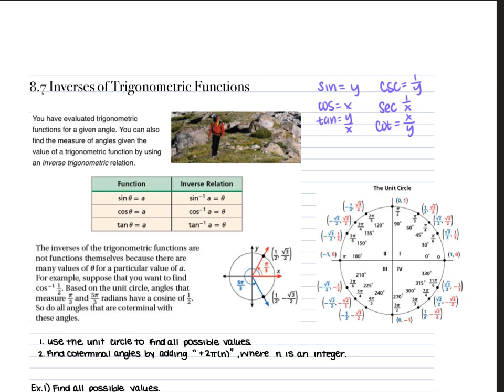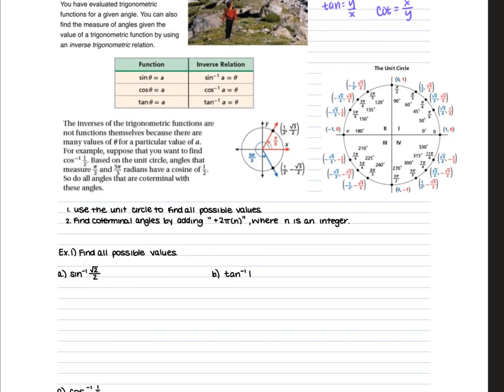So with a lot of these, especially with your homework, you're going to have to pull in a unit circle to use in order to get your answers. For the first part, we are taking the inverse of these functions. So we're finding, for example, A, the inverse of sine of the square root of 2 over 2.